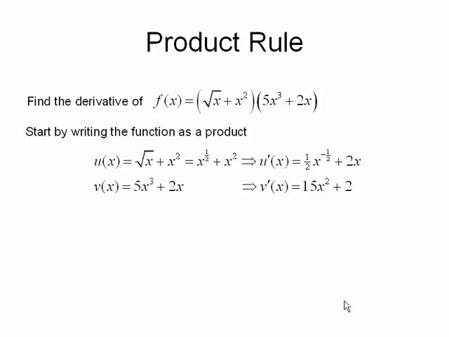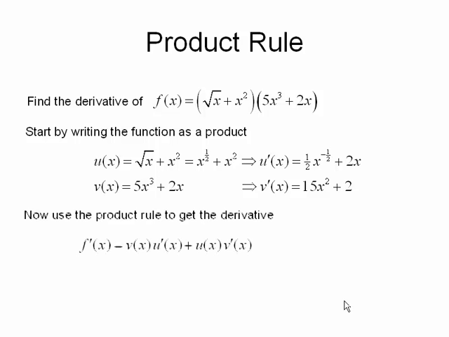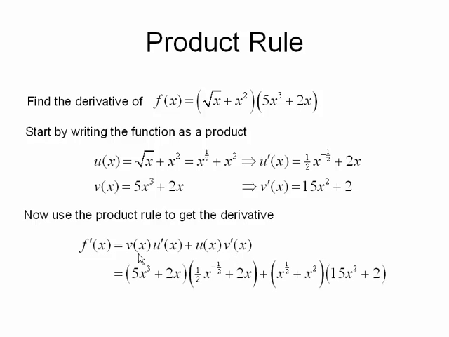Now all we need to do is put those into our product rule. So here we have our product rule, VU plus UV, our VOV, with the primes on each one of the second factors in each term. So now we'll go ahead and substitute u and v, u prime and v prime from above. So our v of x was just 5x cubed plus 2x. Derivative of u is 1/2 x to the minus half plus 2x. U of x is x to the 1/2 plus x squared, and v prime is 15x squared plus 2.